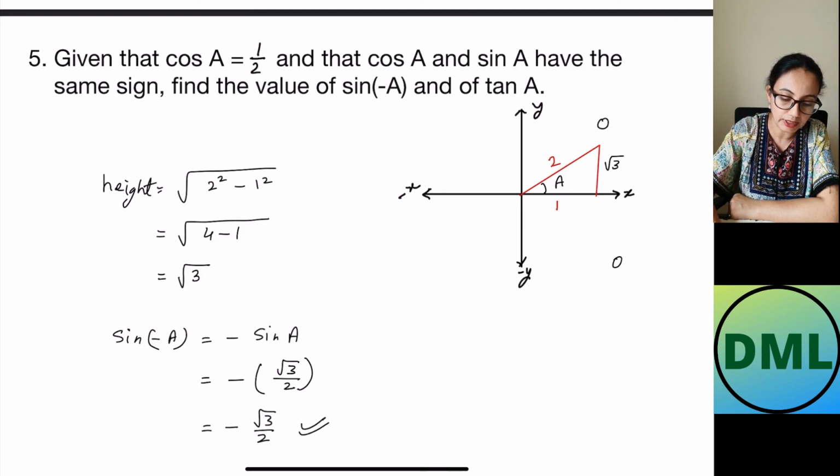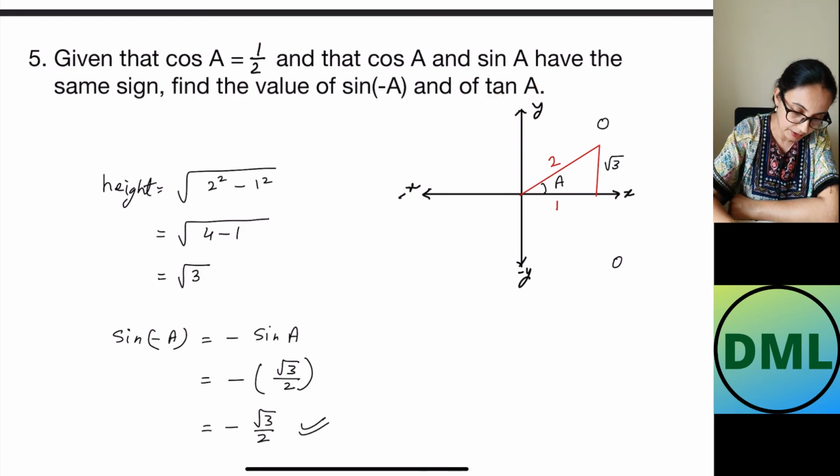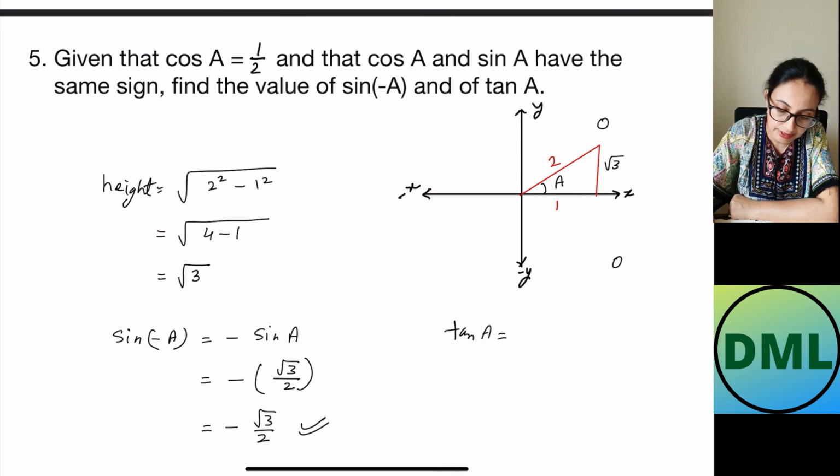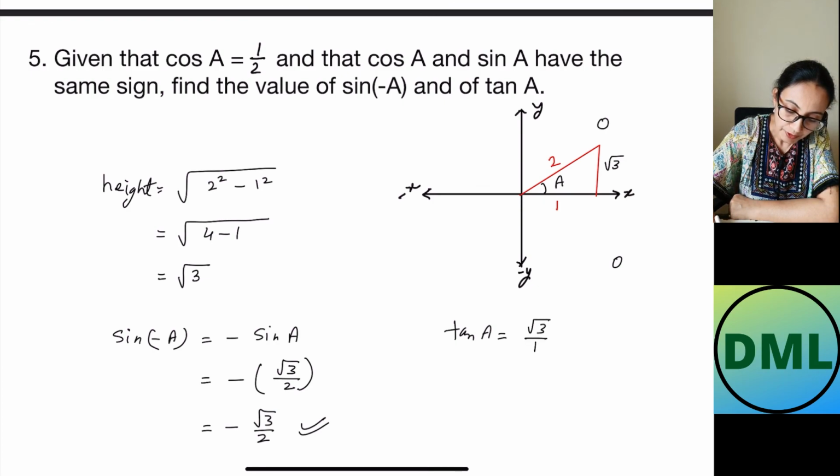I need to write down the answer for tan A. Let's write down the value of tan A. Tan A is opposite over base. For this angle A, opposite is root 3 and the base is 1. So root 3 by 1, which will be equal to root 3 only. That is my answer for tan A.